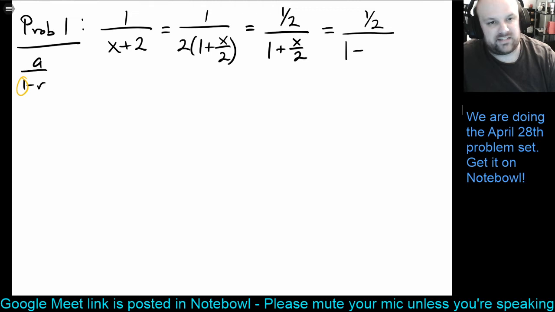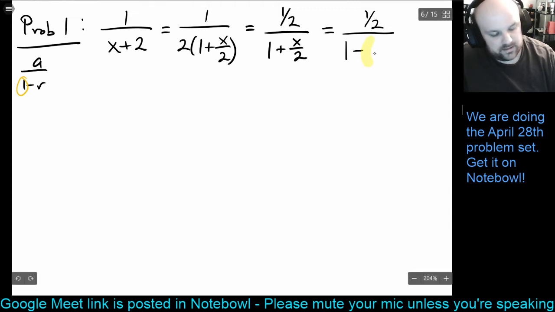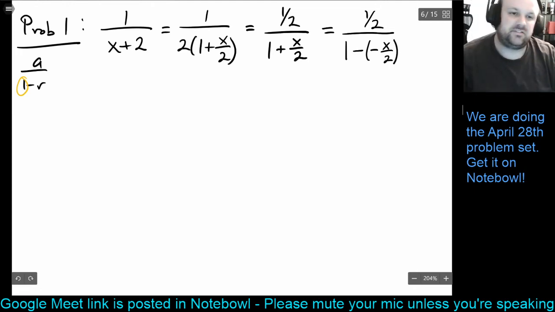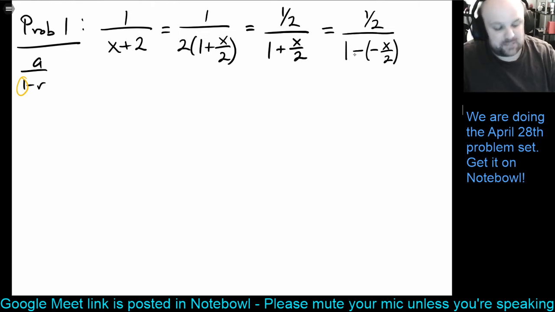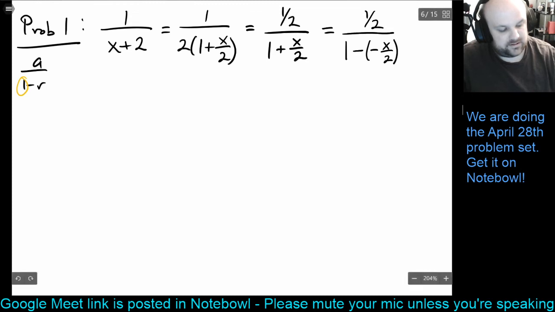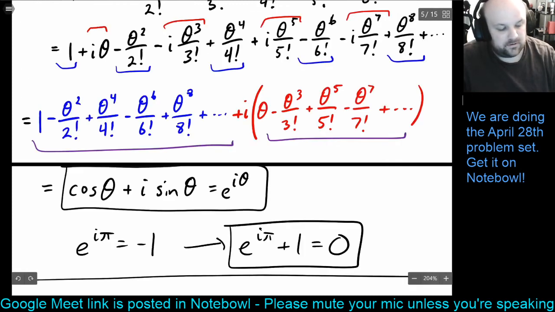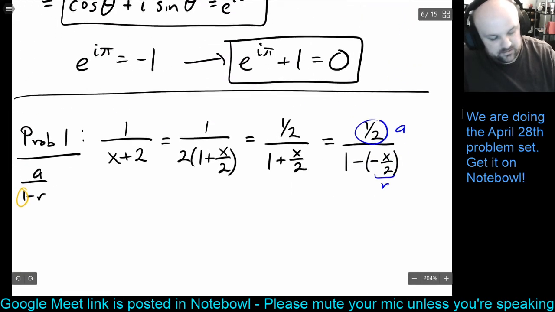If we really want a minus there, then, oh, switch to highlighter on me. If I really want this minus, then I just put a double minus. Right? If I just use a double negative like this, if I multiply this back out, it's going to be 1 plus x over 2 again. But if I split it out like this, then I have my 1 minus that I want. So look, here's a. Here's r.